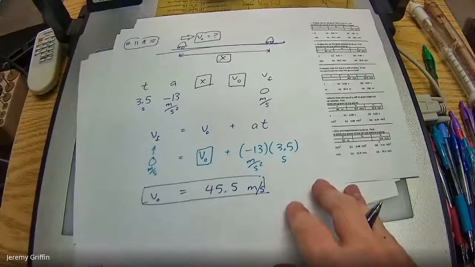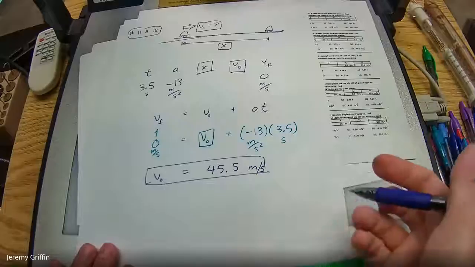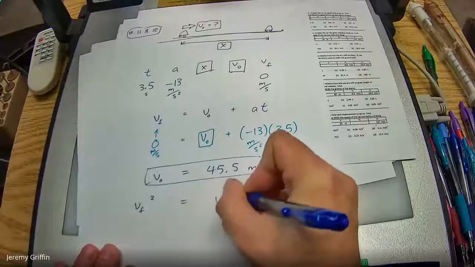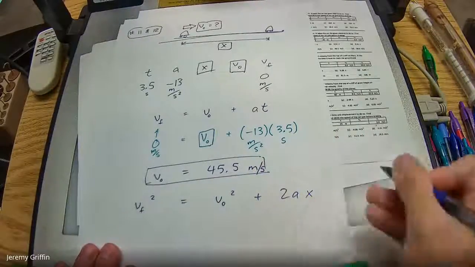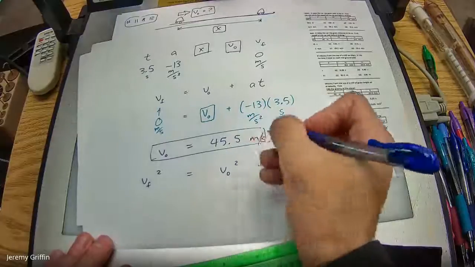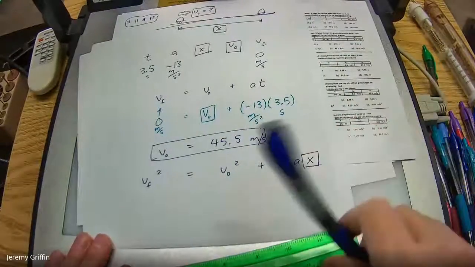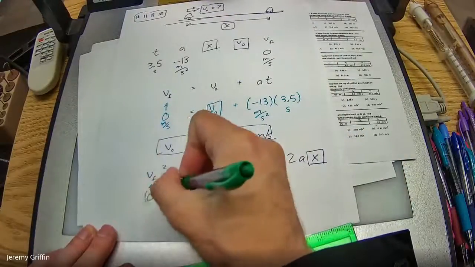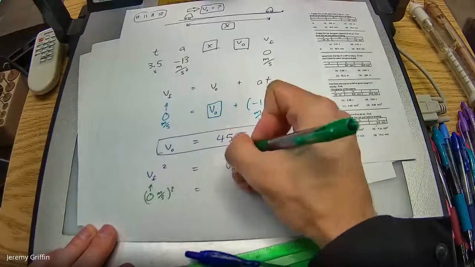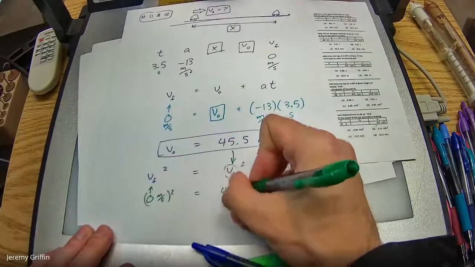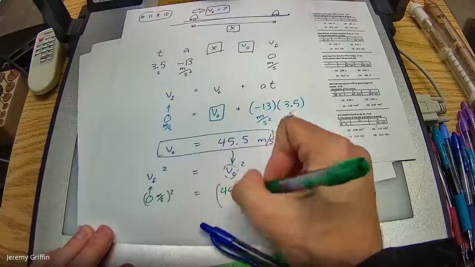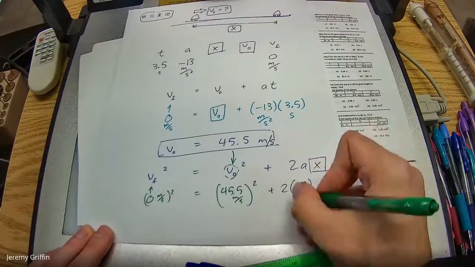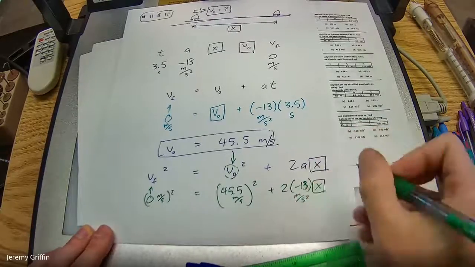I wonder how much distance he covered. We could use either the first or the third equation to get it. Let me try the third one. Final velocity squared equals initial velocity squared plus 2ax. We know he came to a stop, so the final velocity is 0. There's his initial velocity right there, 45 meters per second, and it's being squared. He's slowing down at a rate of 13, so negative 13 meters per second squared, times x.